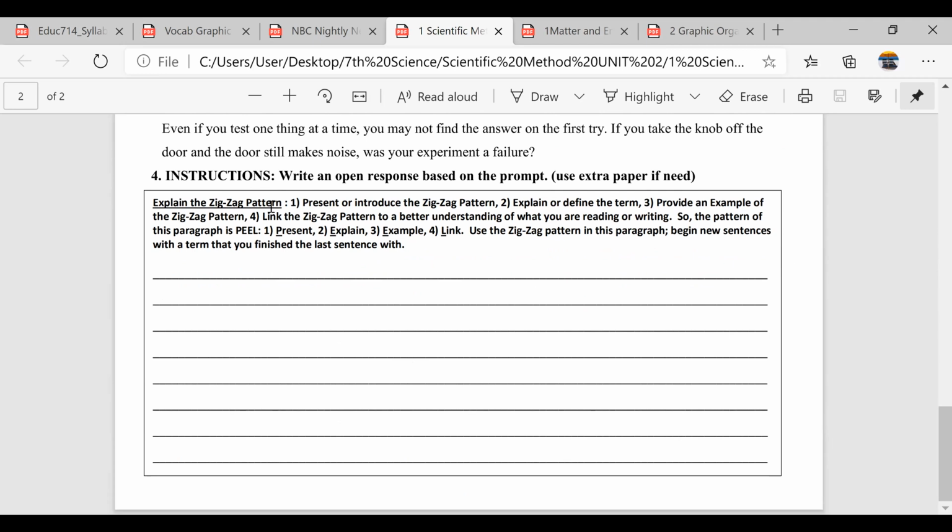And then we have a writing prompt, which is explain the zigzag pattern. And how am I asking them to describe the zigzag pattern? Present the idea or introduce it, explain or define the term, provide an example of the zigzag pattern, and link the zigzag pattern to a better understanding of what you read and write. So there's a particular pattern to this explanation, which is PEEL: present, explain, example, link. And that is a classic sequence of things to do when you write an explanation in academic language. So I'm getting them used to doing this sequence.